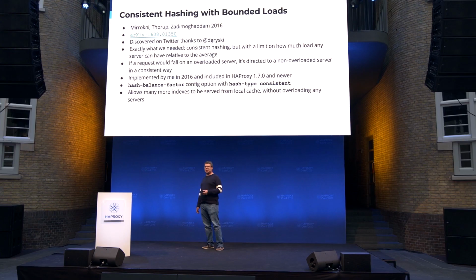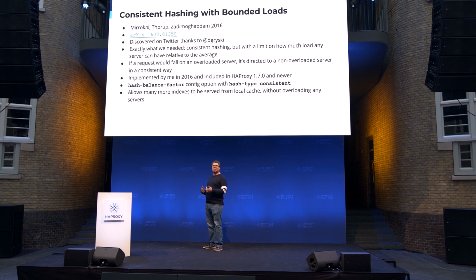So it is available for everybody to use. If you're using hash type consistent in a configuration, all you have to do is add this config option, hash balance factor, which is a number of relatively how much difference in load can you tolerate between different servers. And if there would be more than that much difference in load, then it will go to a different server.